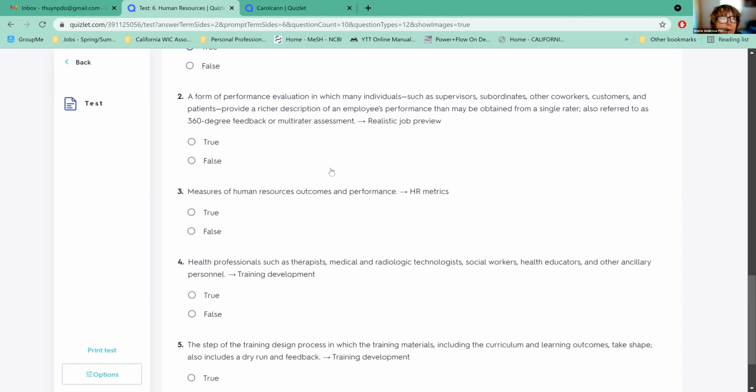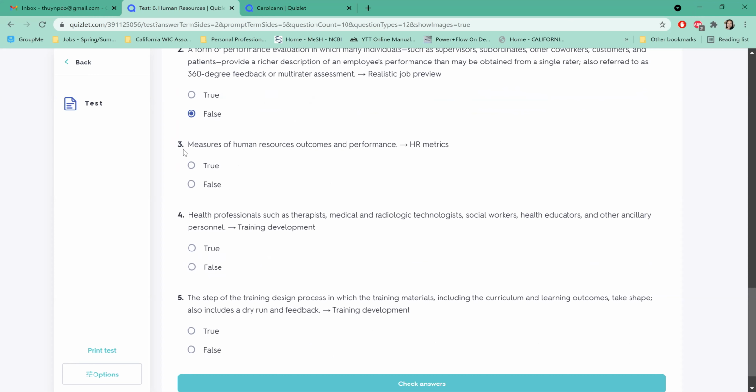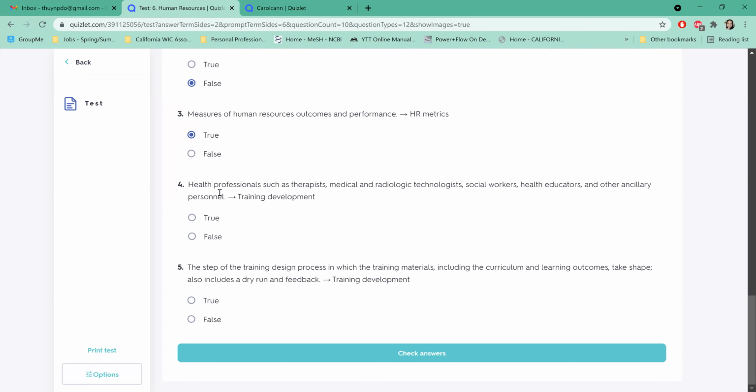Well, looks like most is F. Foxtrot. F. Okay. Third question: Measures of human resources, outcomes, and performance is called HR metrics. True or false? T, True. Okay. Tango. Thank you.